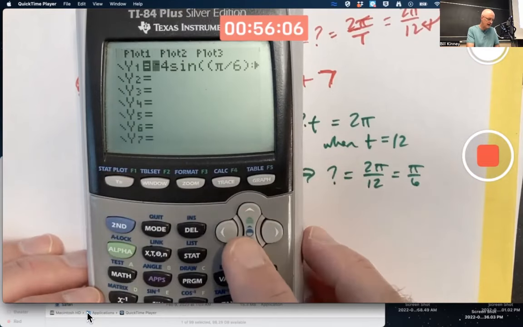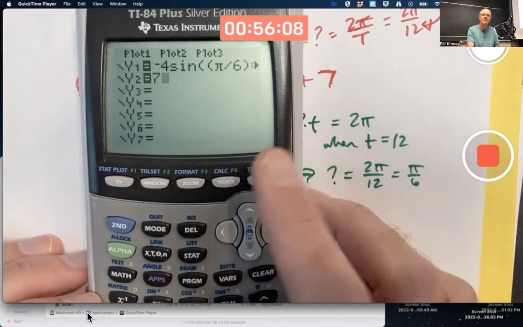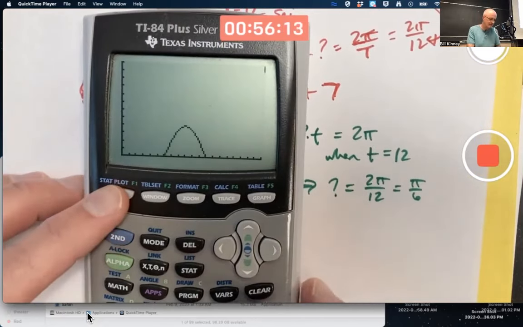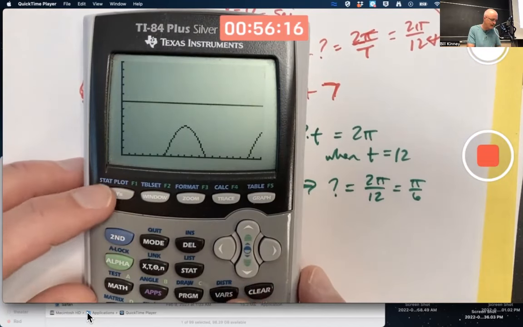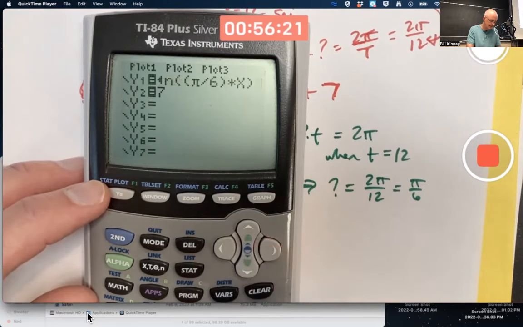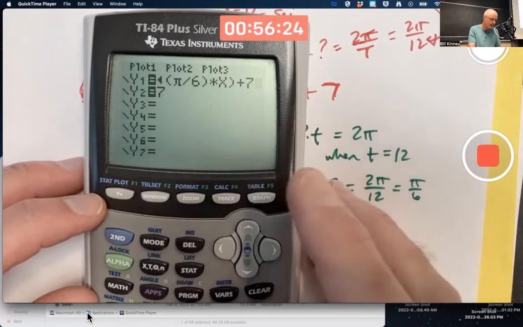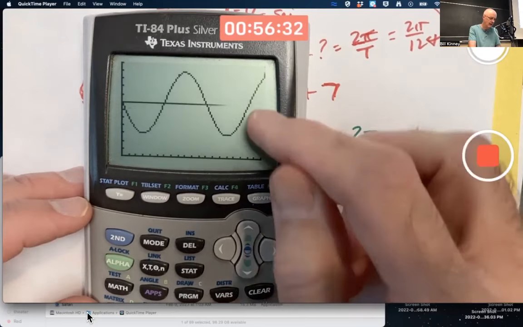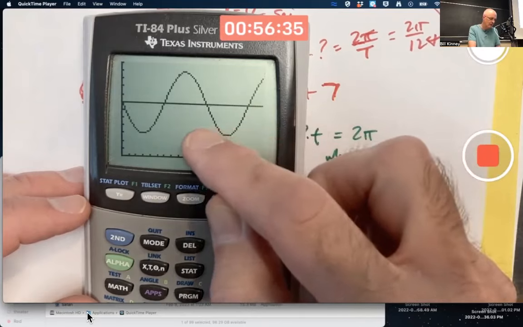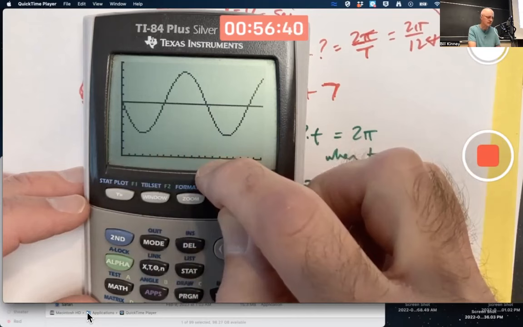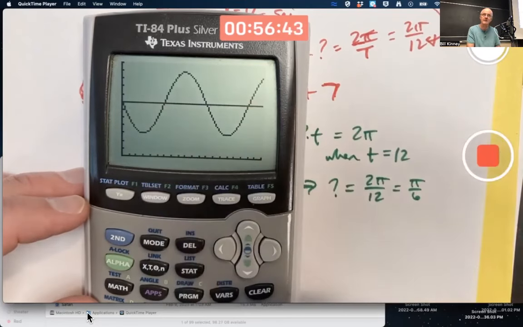Maybe I'll also draw a horizontal line in at 7, and see both of those graphs. Whoops. I forgot something, didn't I? I forgot to add 7. Plus 7. Okay, regraph it. There it is. And we are going through one period as t goes from 0 to 12. This is a 12 right there. Okay, and there's the line y equals 7.